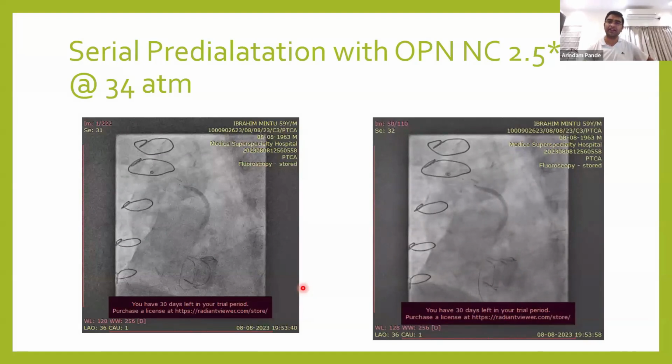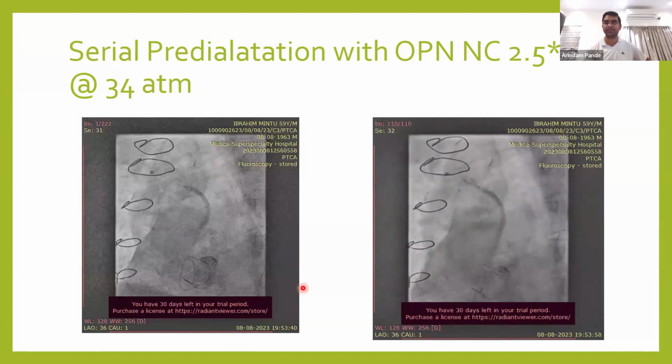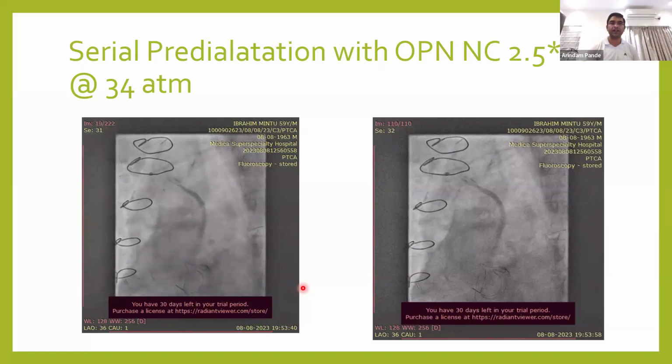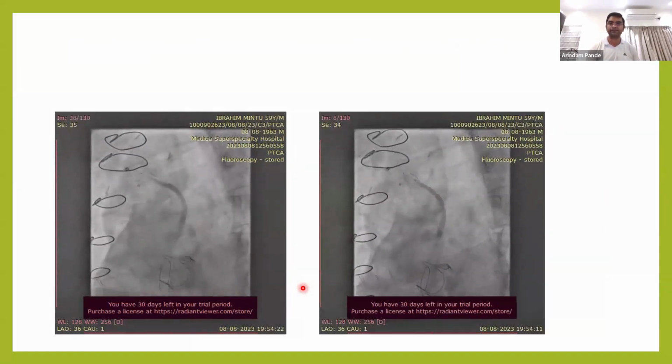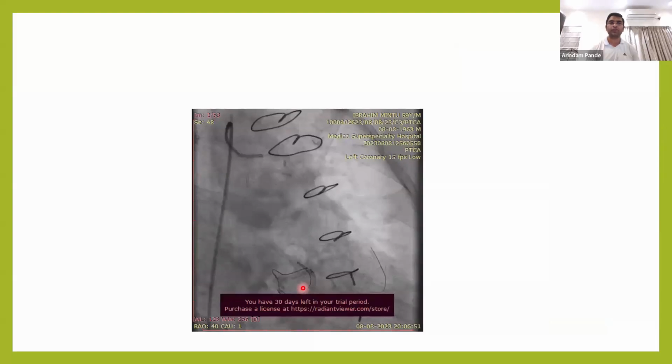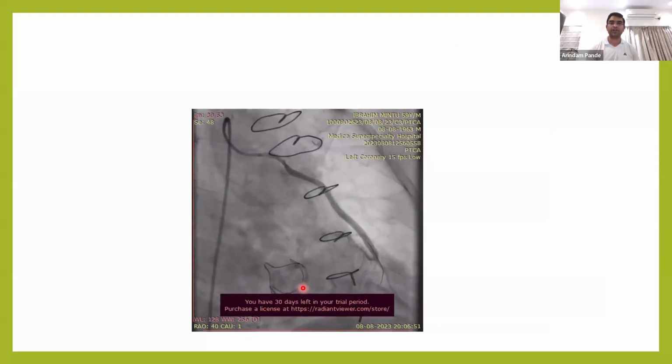Then we did a very aggressive predilatation of the proximal portion of the saphenous venous graft. It was very difficult because probably there were some switches. So we opened it with an ultra high pressure balloon, OPN 2.5, at very high pressure. Then serial predilatation. And this was the flow after predilatation.